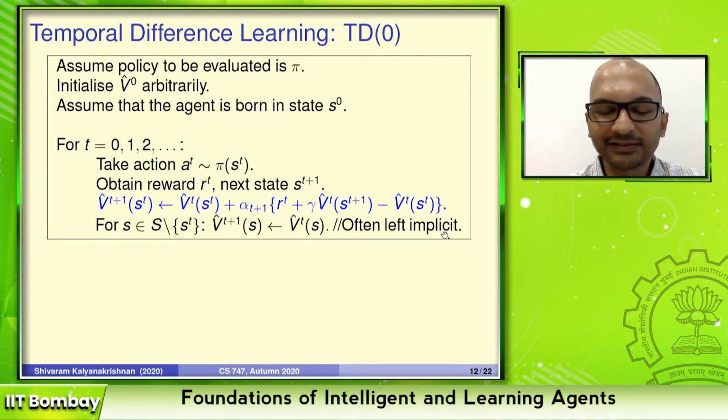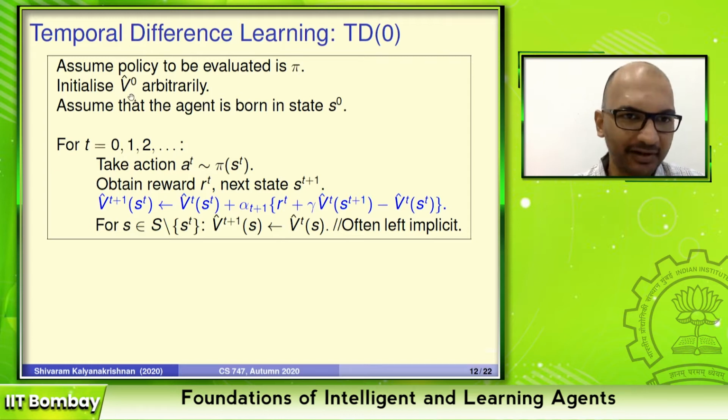Again, this is solving the prediction problem. There is a fixed policy pi that is being followed. And we start with any arbitrary initialization of our estimate of V pi. Let's call that 0 before anything has happened. Let's also assume that the agent is born in state S0. Here is what happens forever over time. The action that you take is taken according to pi. It might be deterministic or randomized, but let's assume actions are being taken according to pi. So when you take an action AT from ST, you're going to get a reward RT and next state ST plus 1.